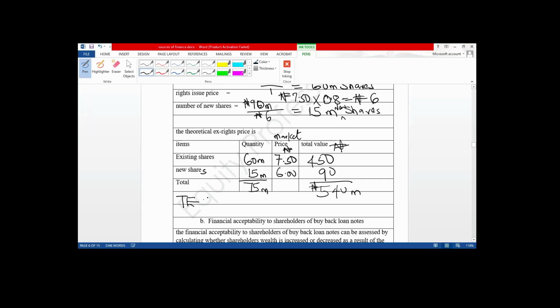Theoretical ex-rights price is equal to total value over total quantity. Let's work this out. 7.2. 7 naira 20 kobo. That is the theoretical ex-rights price.